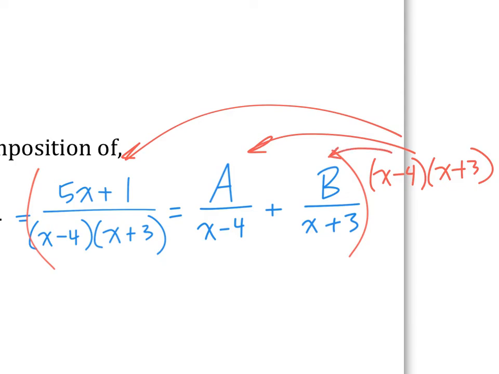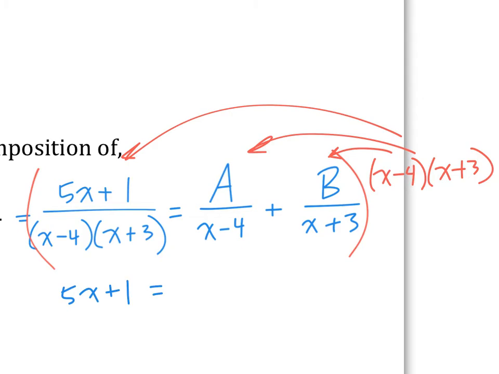Okay, so I need everyone to stay with me and stay alert. We're multiplying everything by the least common denominator. So if I multiply this to this term on the left, what is left over? 5x plus 1. Everything in the denominator cancels, right? So 5x plus 1.